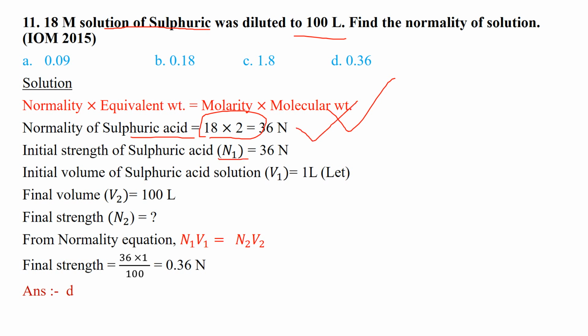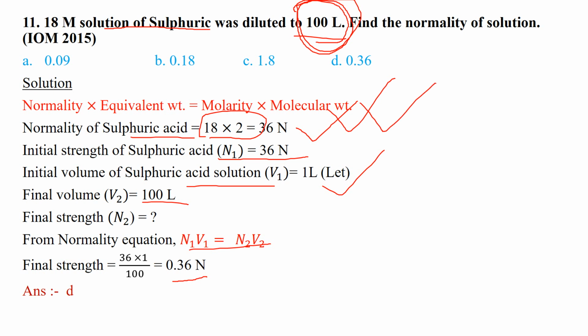The initial strength will be 36. Then let the initial volume be 1 liter, just as an assumption. Then the final volume is 100 liter because the solution was diluted to 100 liter. So by using the normality equation, the answer will be 0.36 normal solution. Very important question. You have to just remember this formula and we have to convert the molarity of sulfuric acid into normality.